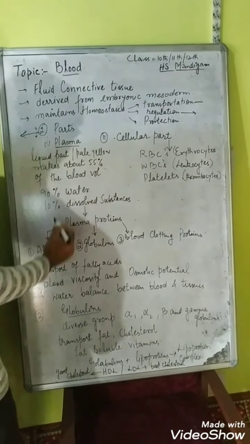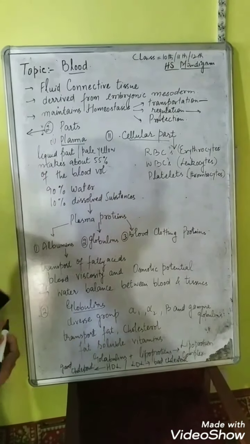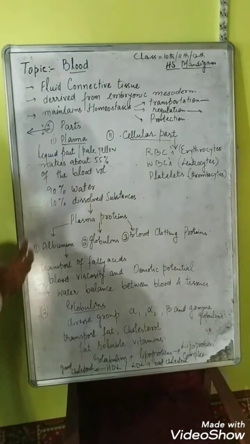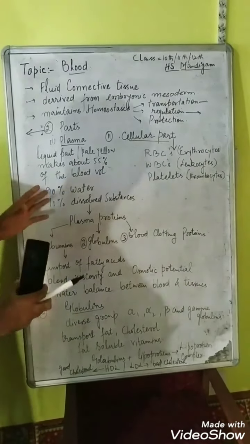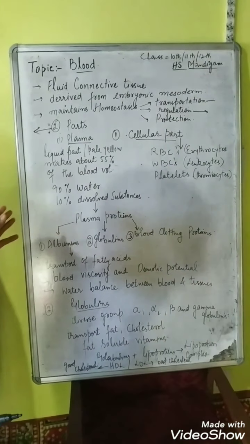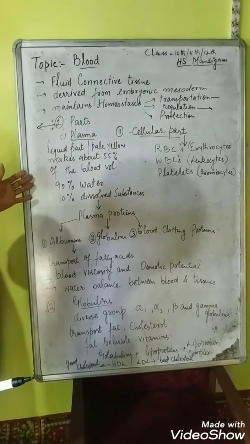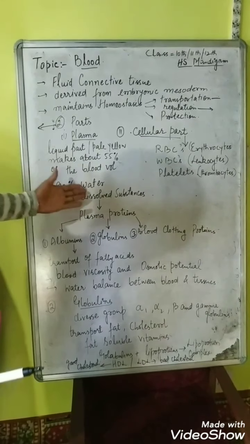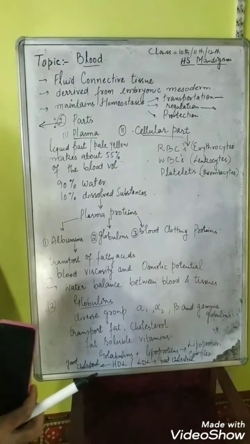So the blood has two parts. One is plasma and another is the cellular part. Plasma is the liquid part of the blood. It is a pale yellow liquid, and it makes about 55% of the total volume of the blood. But this plasma also contains around 90% water and 10% dissolved substances.